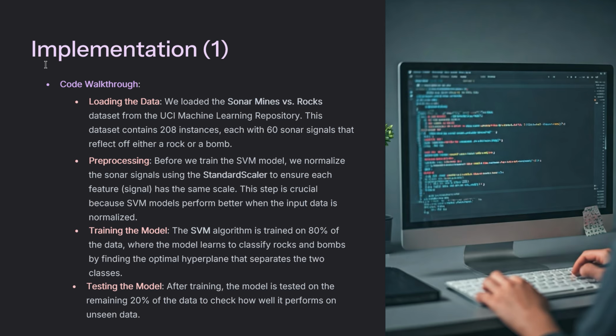Implementation. I load a dataset that has 208 sonar readings. Each reading represents either a rock or a bomb. I normalize the data, which is an important step because machine learning models like SVM perform better when the data is scaled properly. I train the SVM on 80% of the data, teaching the model how to separate rocks from bombs. Then I test the model on the remaining 20% to see how well it performs on unseen data.